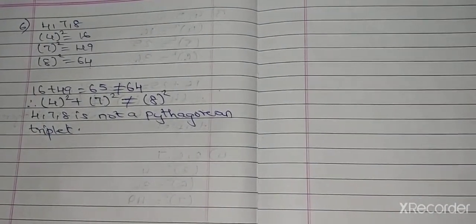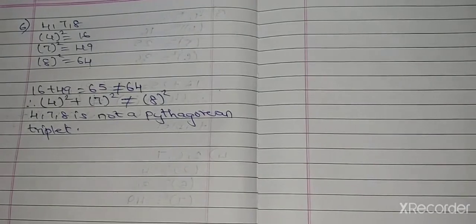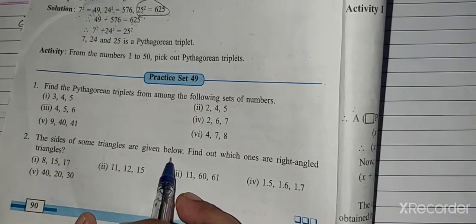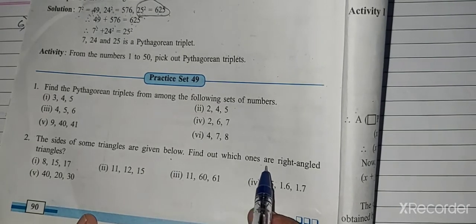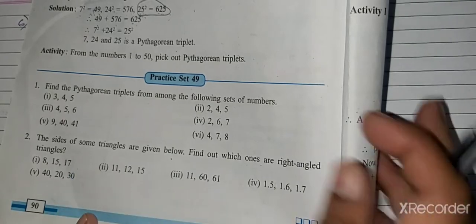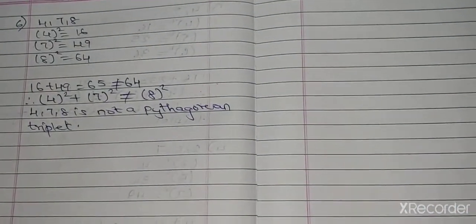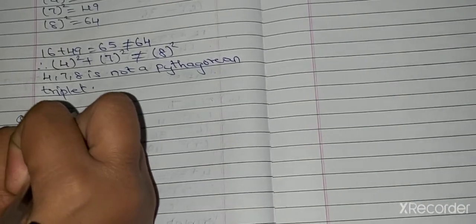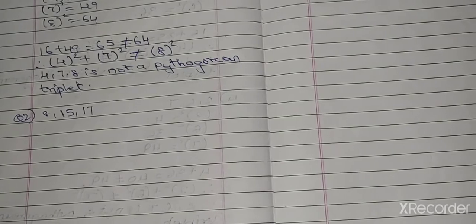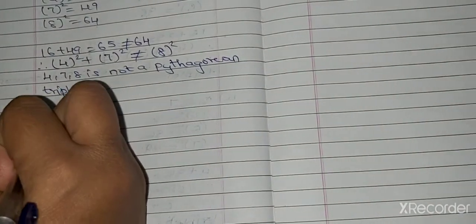Okay. Very easy sums. Now question number 2. The sides of some triangles are given below. Find out which ones are right angle triangles. Same method. First one, 8, 15 and 17. First of all, what we are going to do? We are going to find the squares of all three numbers.